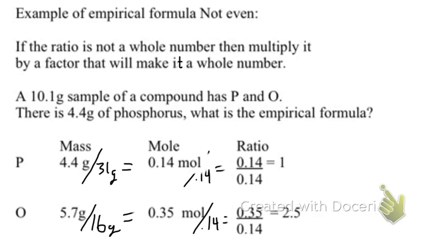0.14 divided by 0.14 is 1. 0.35 divided by 0.14 is 2.5, however. So what this gives us initially is phosphorus with a subscript of 1 and oxygen with a subscript of 2.5. But that doesn't work out very nicely. The number we can multiply both of those by to get whole numbers is 2. If we multiply everything by 2, we get P2O5 for a final answer.